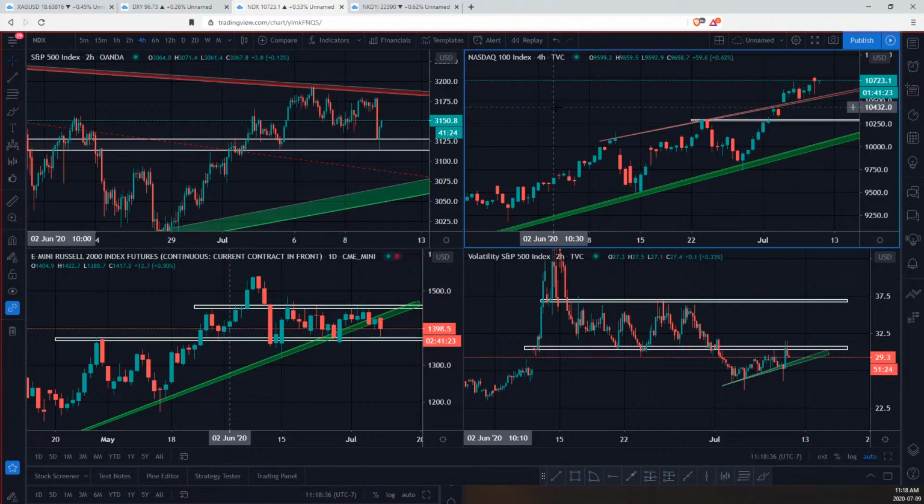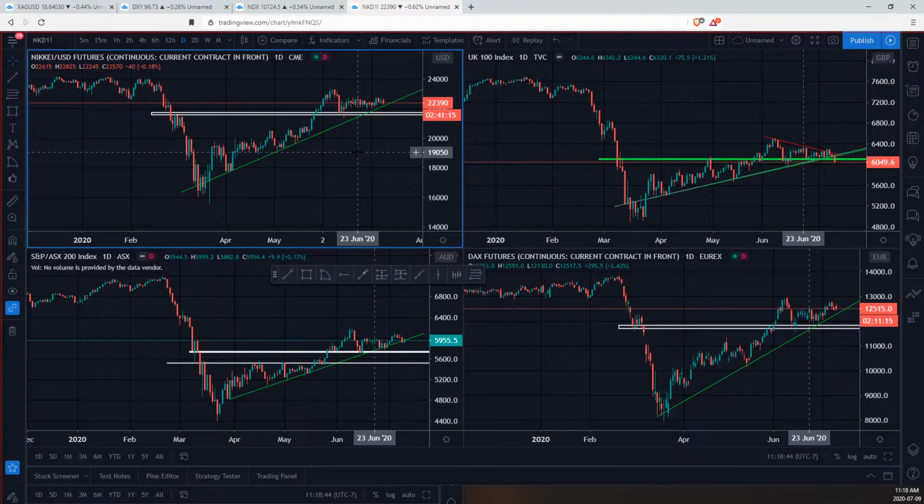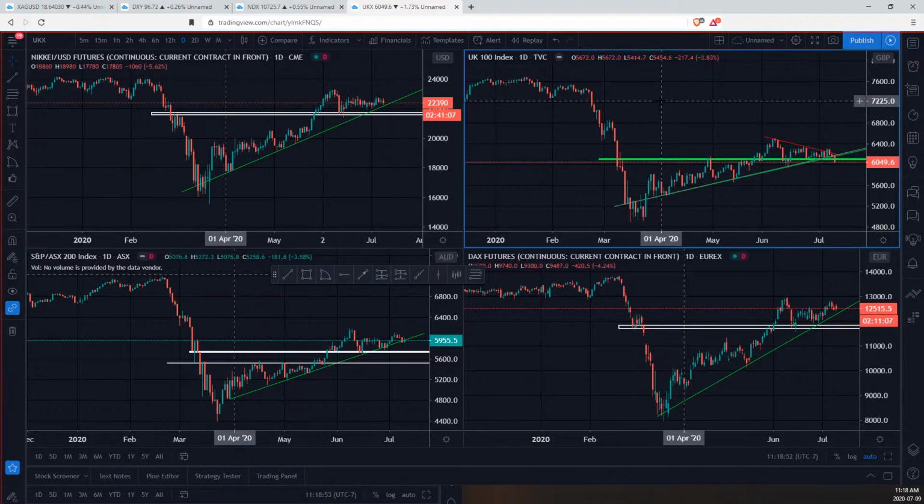All right, so now that we've discussed that, we're going to now look at some global assets here. First, discussing what this is. The top left is going to be the Japanese stock market, the Nikkei 225. Bottom left is the ASX, which is the Australian stock market. Top right is the UK FTSE 100, which is obviously UK. And then the bottom right is the DAX, which is a German exchange.